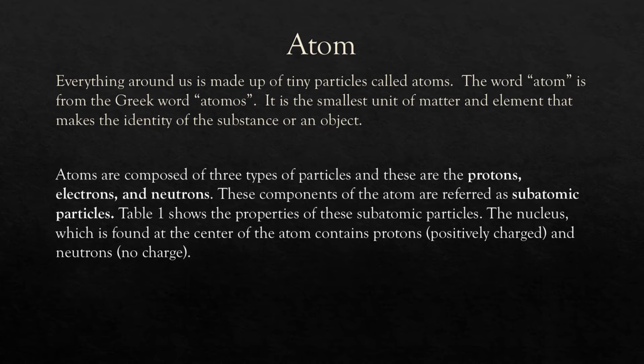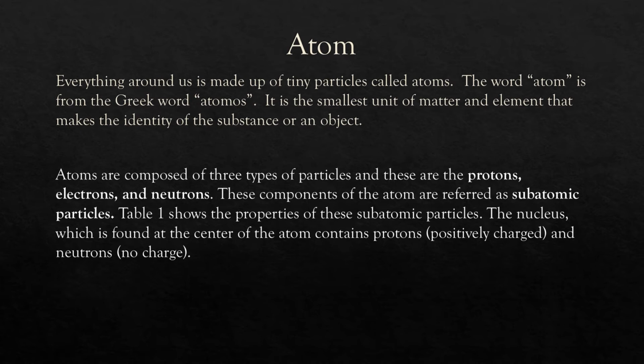Let's have a little bit of information about atoms. Everything around us is made up of tiny particles called atoms. The word atom is from the Greek word atomos. It means that it is the smallest unit of matter and element that makes the identity of the substance or an object. Atoms are composed of 3 types of particles, and these are protons, electrons, and neutrons.